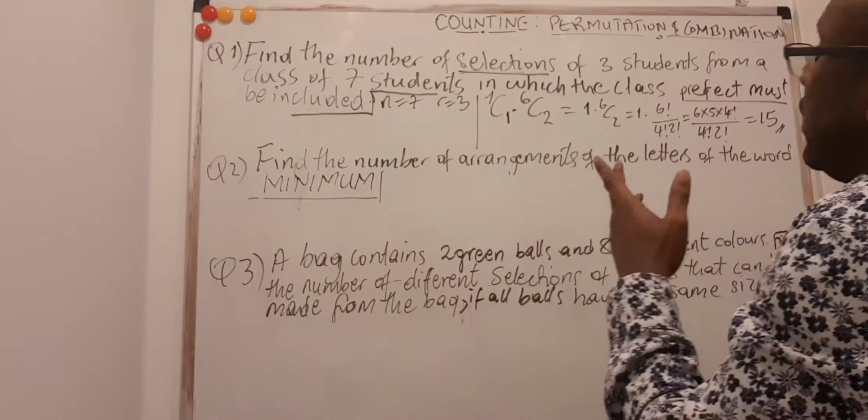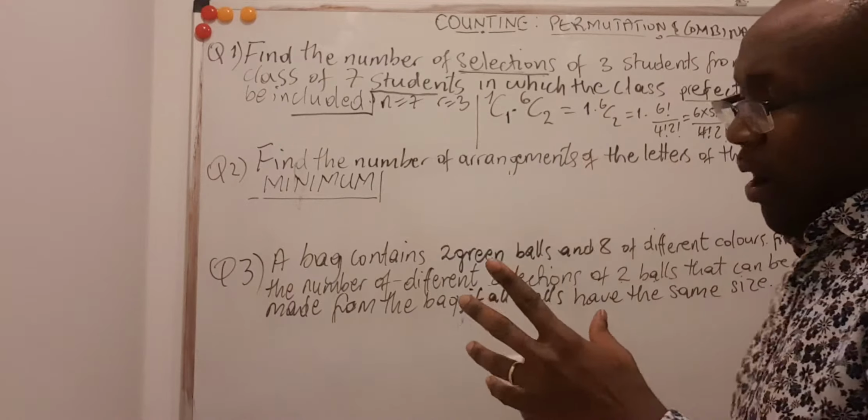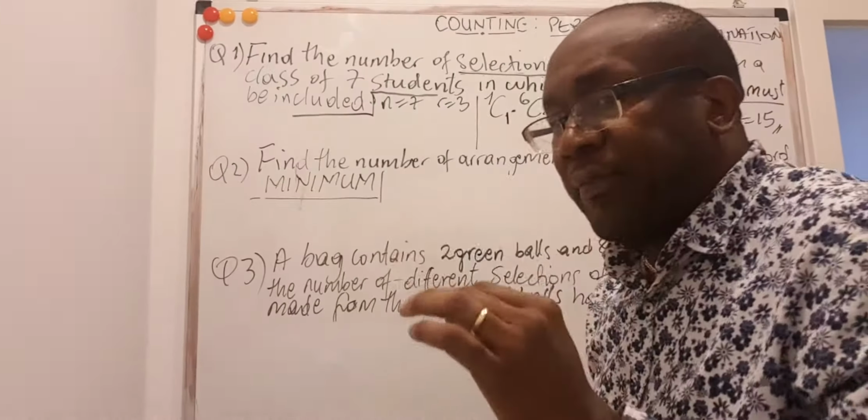So it means there are 15 possible selections that we can make of 3 students from a class of 7 students if the prefect must be among them.